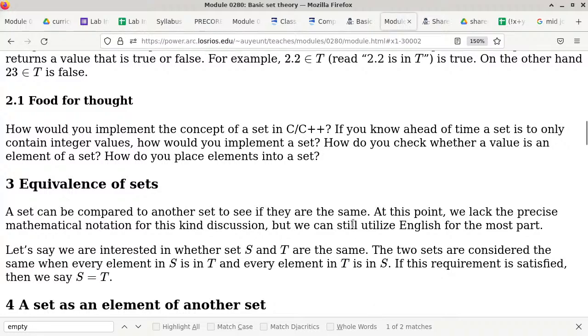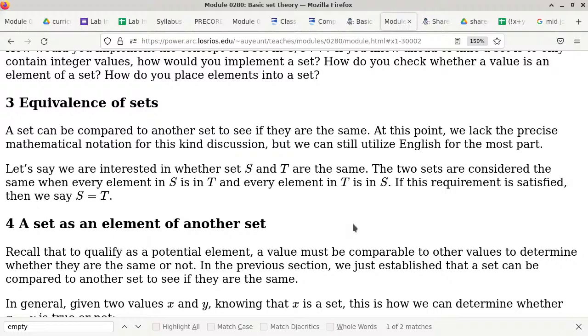All right, moving on to equivalence of sets. In other words, if I give you a set S and a set T, how can I determine whether they are the same or not? Let's say we're interested in whether sets S and T are the same. The two are considered the same when every element in S is also in T, and every element in T is also in S. That makes sense, right? If this requirement is satisfied, then we say that those two sets are the same.